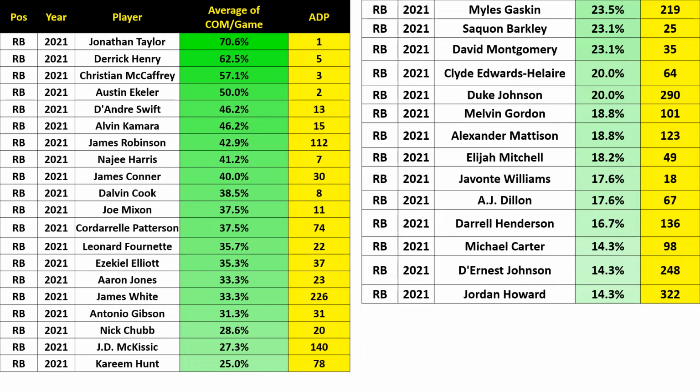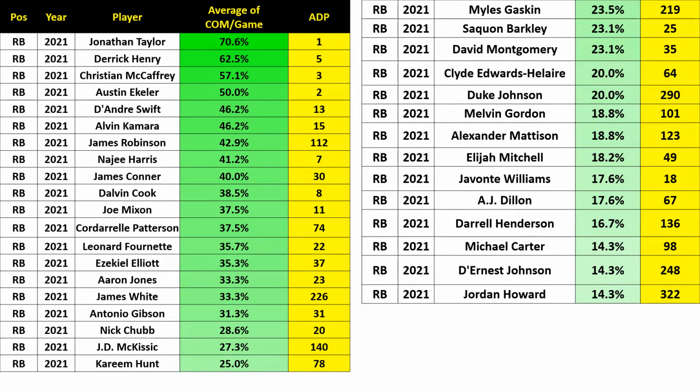So what we're trying to do, of course, is have some predictable metrics that we can employ for our 2022 drafting.